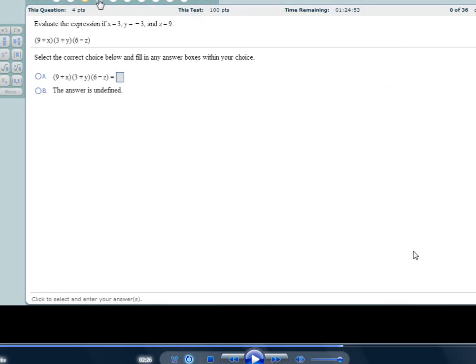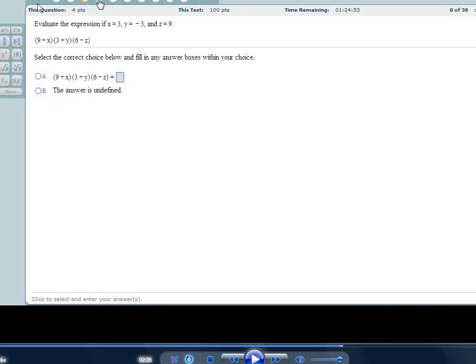Okay, number 23 here. Evaluate the expression when x is 3, y is negative 3, and z is 9. Here are your 3 factors. We're going to plug x, y, and z into this expression. Now notice, just a little bit of a look ahead here, folks. Notice choice B says the answer is undefined. Remember, that can only happen for you so far when 2 things are present. A denominator where you could have a 0.